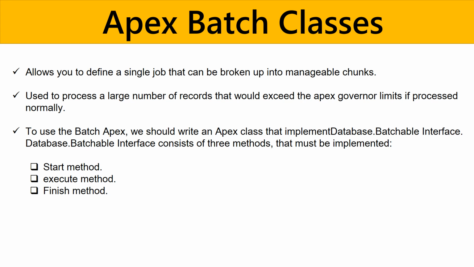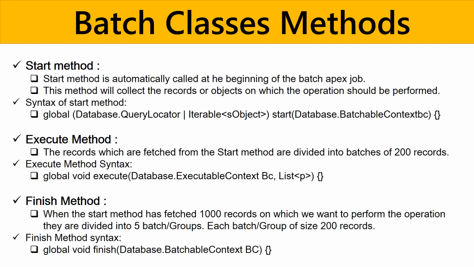To use batch Apex, we should write an Apex class that implements the Database.Batchable interface. The Database.Batchable interface consists of three methods that must be implemented. They are the start method, execute method, and finish method. Let's now take a look at the three batch methods: start, execute and finish. Start method. The start method is automatically called at the beginning of the batch Apex job. This method will collect the records or objects on which the operation should be performed. The records are broken down into subtasks and given to the execute method.